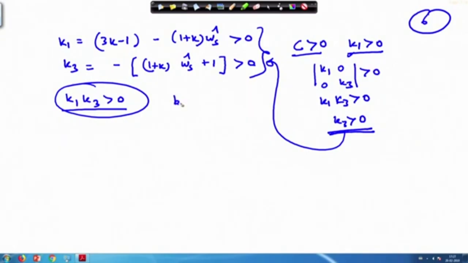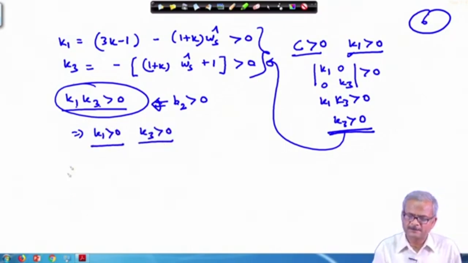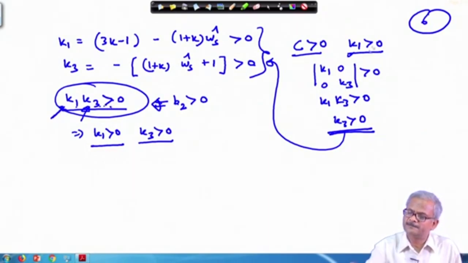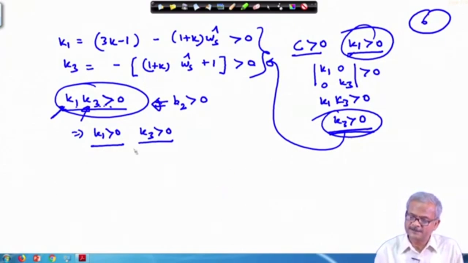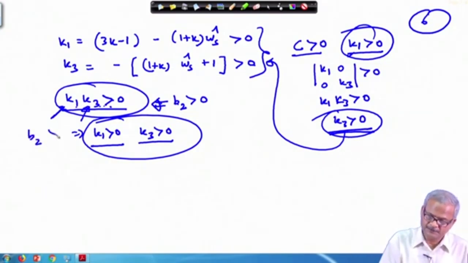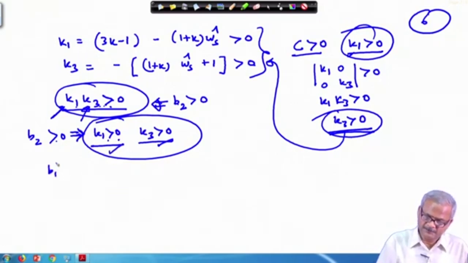As we have written earlier, b2 is greater than 0, this implies k1 times k3 is greater than 0, and this also implies that k1 should be greater than 0 and k3 should be greater than 0. It can be greater than 0 even if k1 is less than 0 and k3 is less than 0, both are negative. In that case also this can be greater than 0, but that will violate the requirement here that k1 is greater than 0, and similarly k3 greater than 0. So, that case is ruled out, only this is acceptable, that k1 and k3, both of them should be greater than 0. So, b2 greater than 0 implies that k1 is greater than 0 and k3 is greater than 0. In addition, we have b1 squared minus 4 b2, this should be greater than 0.